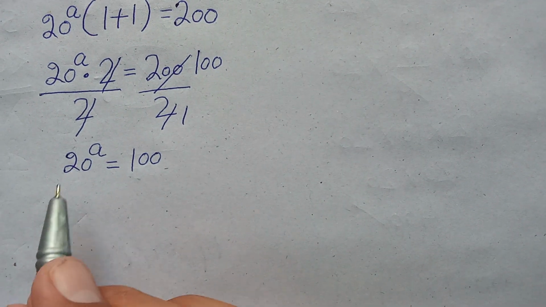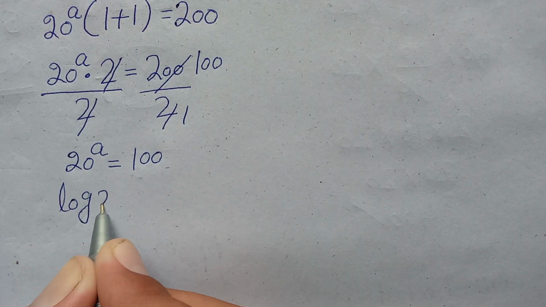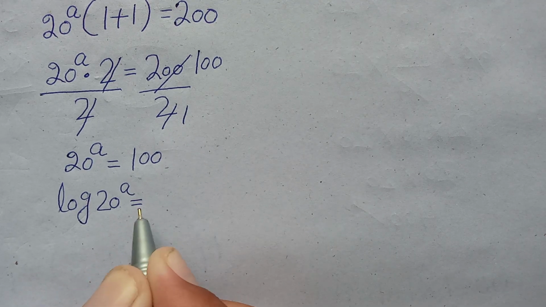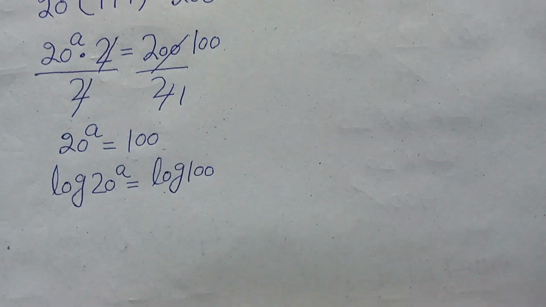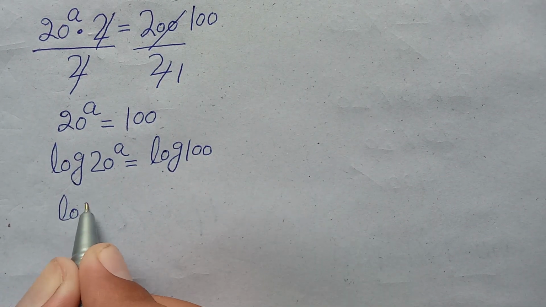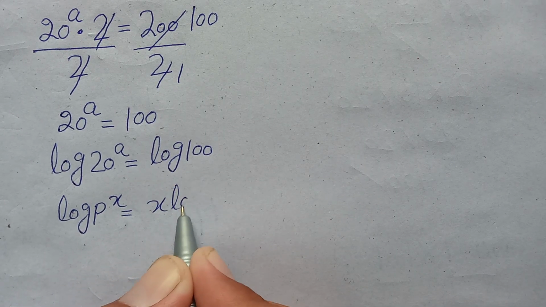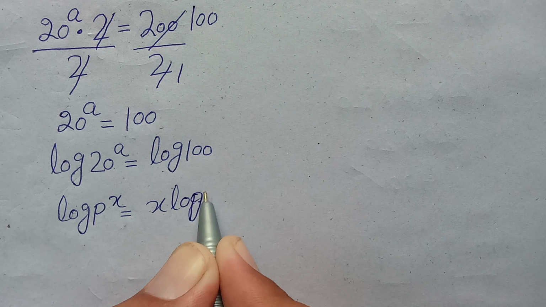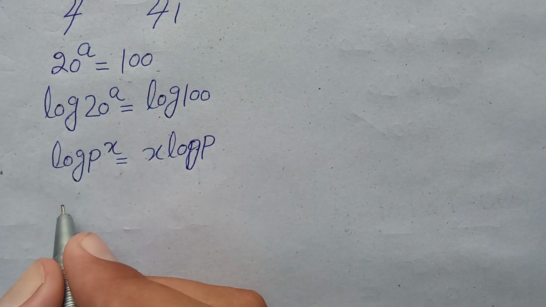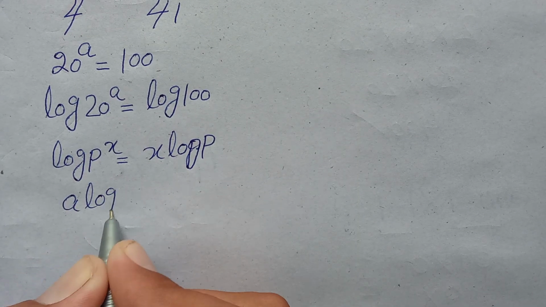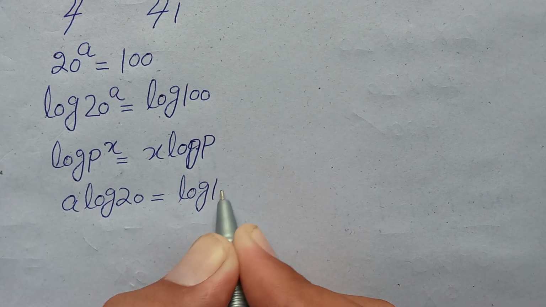In the next step, this is an exponential equation. Let us apply logarithm on both sides. Now according to this rule, log p to the power of x is equal to x times log p. We apply this rule on the above equation. It becomes a times log 20 is equal to log 100.